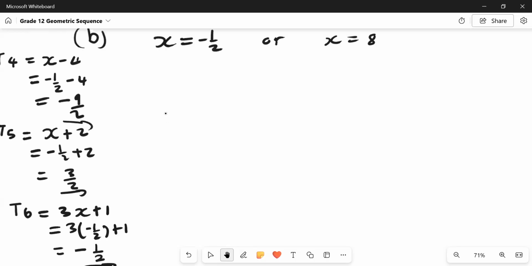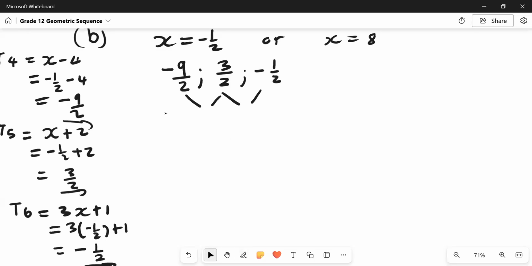So basically this becomes negative 9 over 2 is to 3 over 2 is to negative half. And then we have to look for R now. So 3 over 2 divided by negative 9 over 2, we get negative 1 over 3. Same applies to negative half divided by 3 over 2, we get negative 1 over 3.